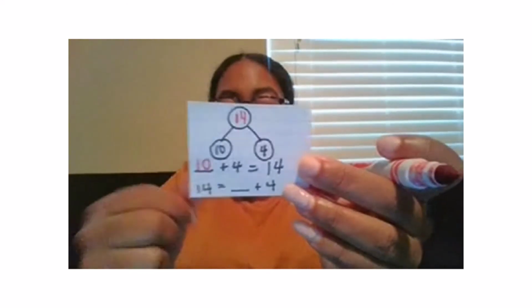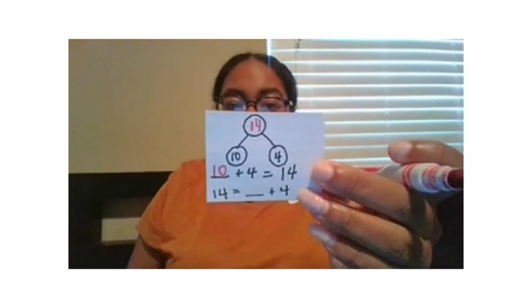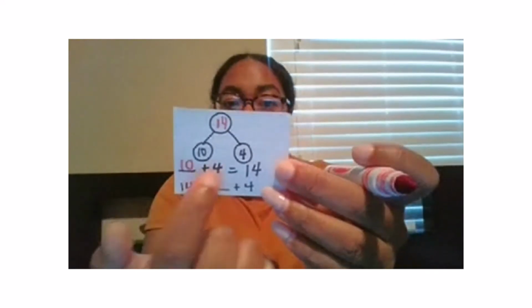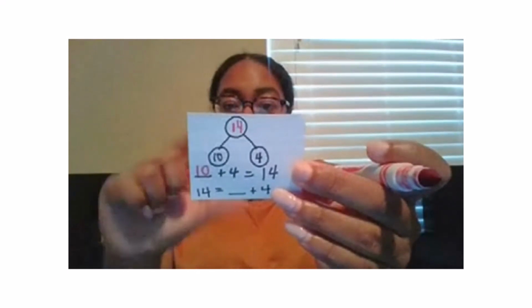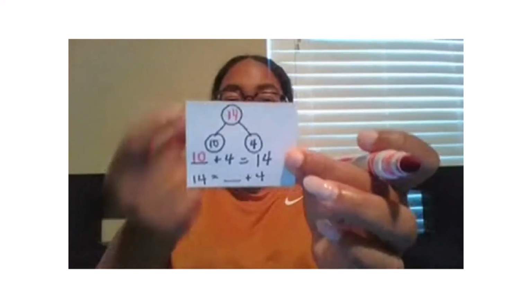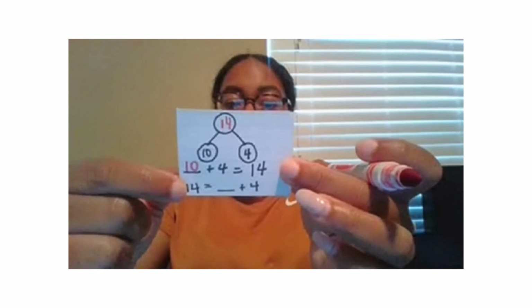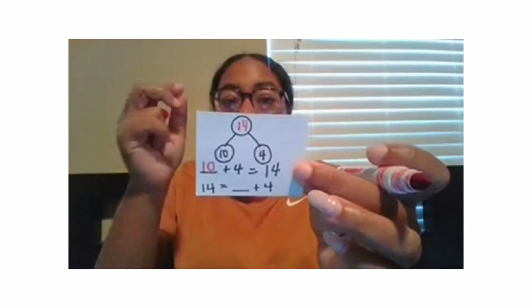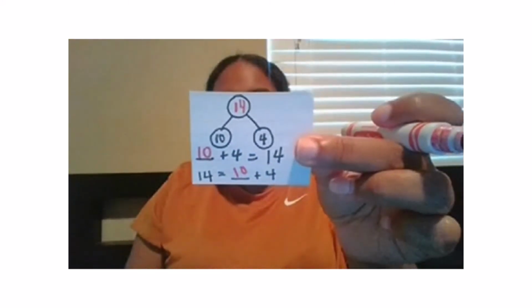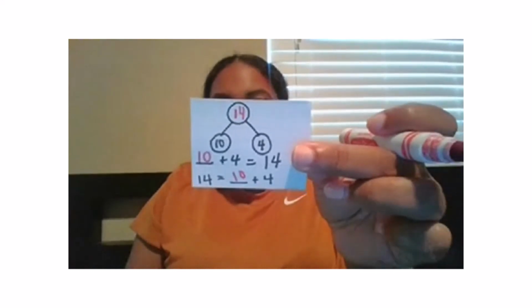Now we're going to do our next equation, right? And so that's also saying the same thing, that 10 and 4 is 14. It's just flipped around, right? So it's like an inverse equation and it's flipped around. So right here it says 14 is blank plus 4. So what part is missing? 10. Great job. I'll put my 10 right here, right? So 10 plus 4 is 14. 14 is 10 plus 4.